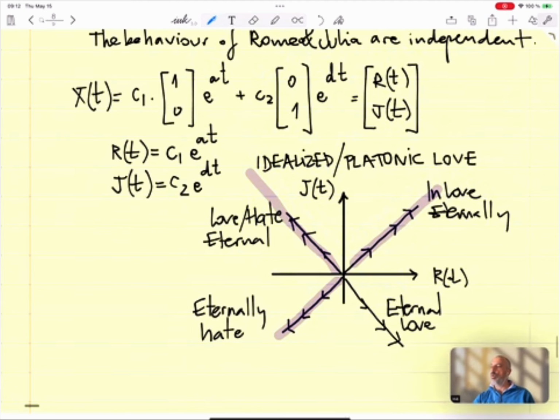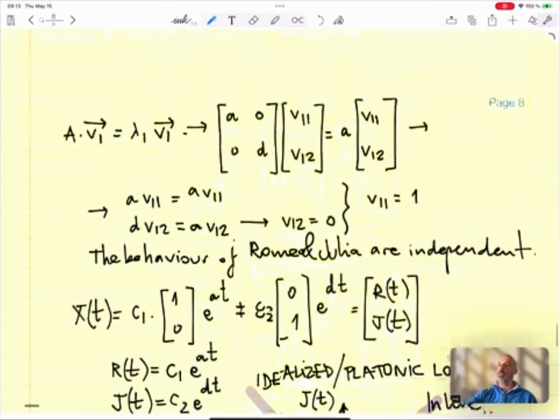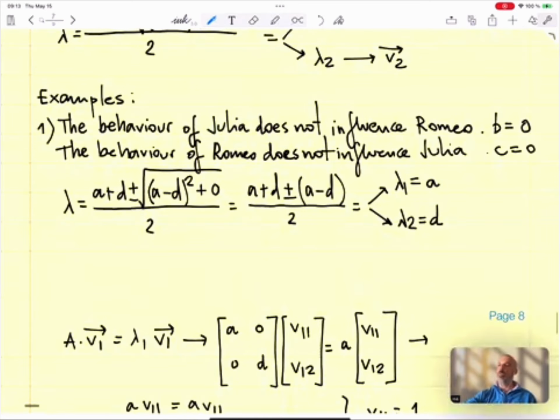Okay, this means that the point 0 is an unstable equilibrium. Whatever happens in the beginning will determine the behavior forever. Okay, so we have just described a situation of platonic love when B and C are 0. Does this make sense?